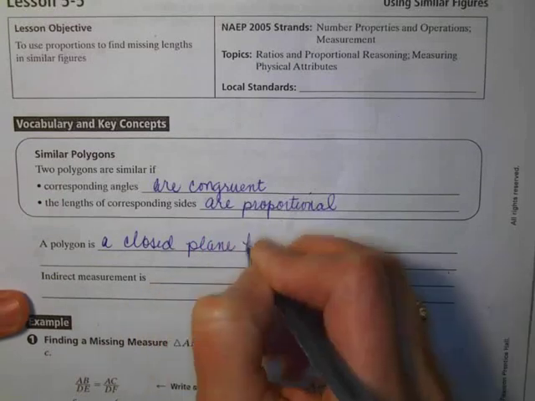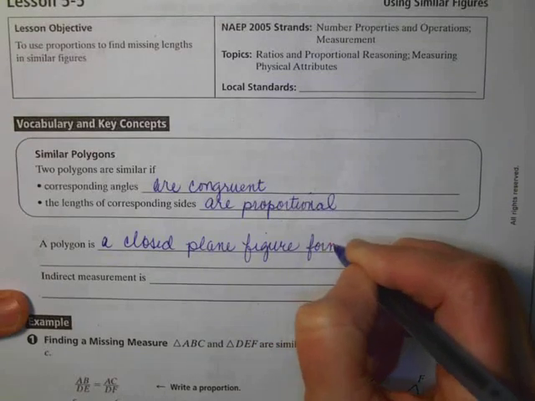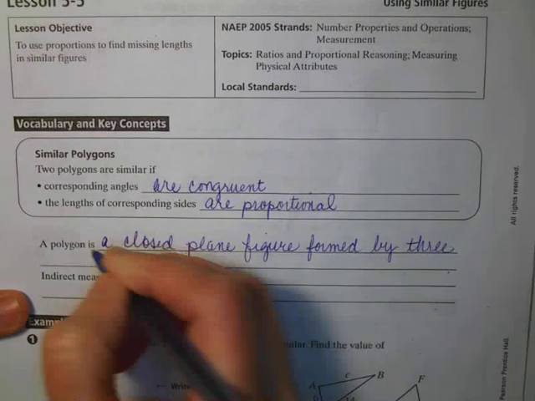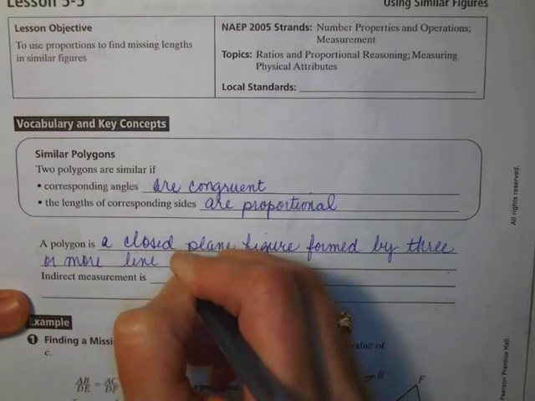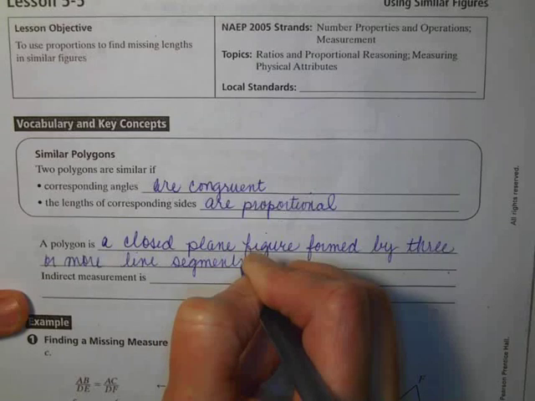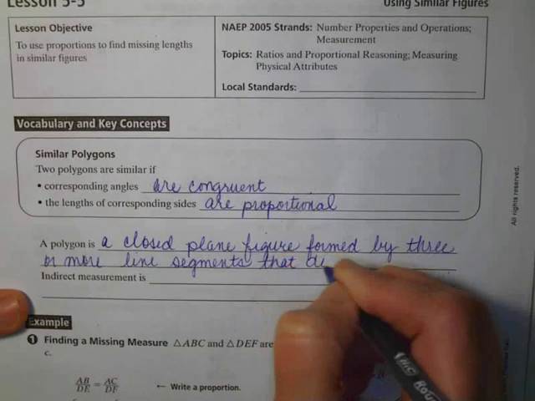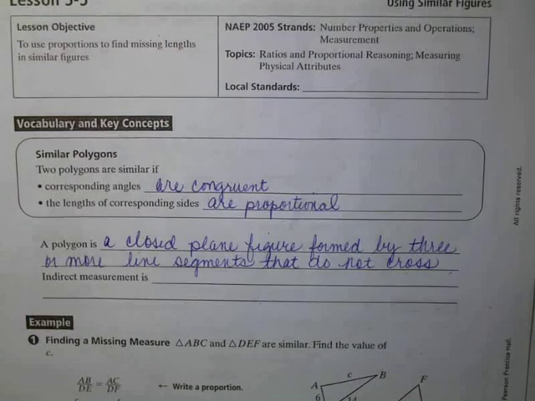plane figure formed by three or more line segments that do not cross. Okay, so a polygon would be a triangle, a square, a rectangle, pentagon, etc., etc. Two-dimensional, that's what we mean by a plane figure.